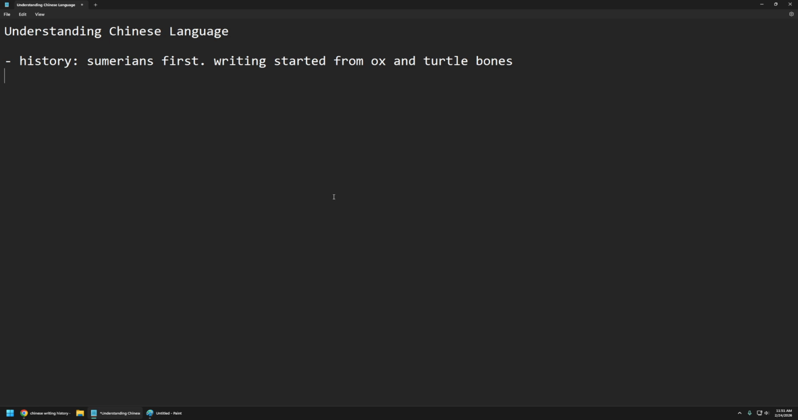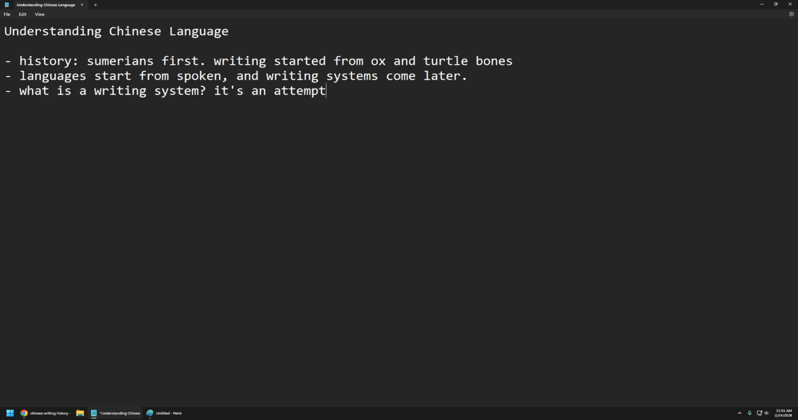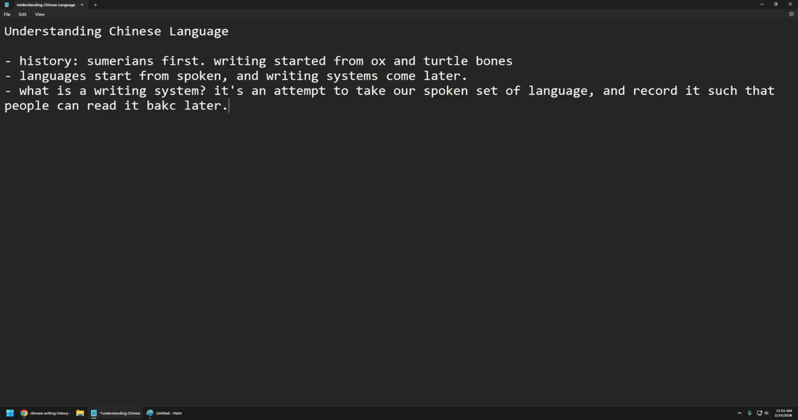Yeah, so remember, pretty much all languages start from spoken. Languages start from spoken, and writing systems come later. So what is a writing system? It's an attempt to take our spoken set of language, and record it such that people can read it back later. Sometimes that's not easy to do because spoken rules or sounds may not fit well when translated to another medium.